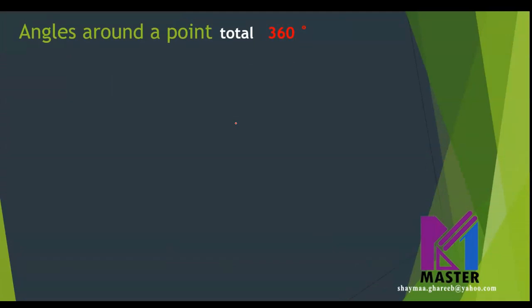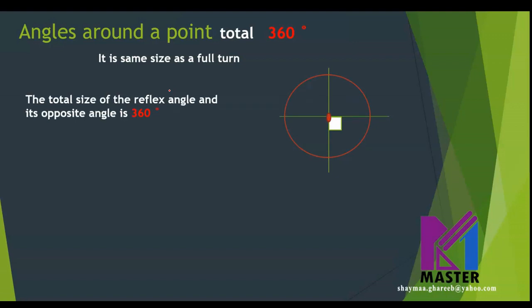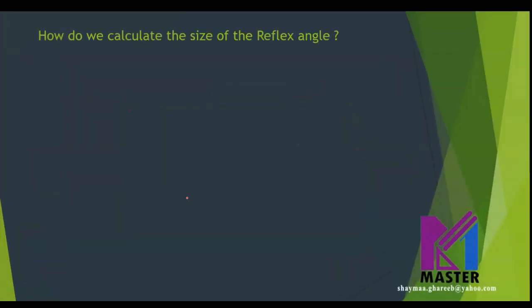The angles around the point, as we said before, total 360 degrees, the same size as a full turn, if you remember. And the same goes for the reflex angle and its opposite angle. The total size of the reflex angle and its opposite angle is 360 degrees. This is an example. This is a reflex angle here, and its opposite angle is an obtuse angle. Both of them together form angles around the point, or a full turn, which is 360 degrees. So both of them must add up to 360 degrees. And this is how we are going to calculate the size of a reflex angle.